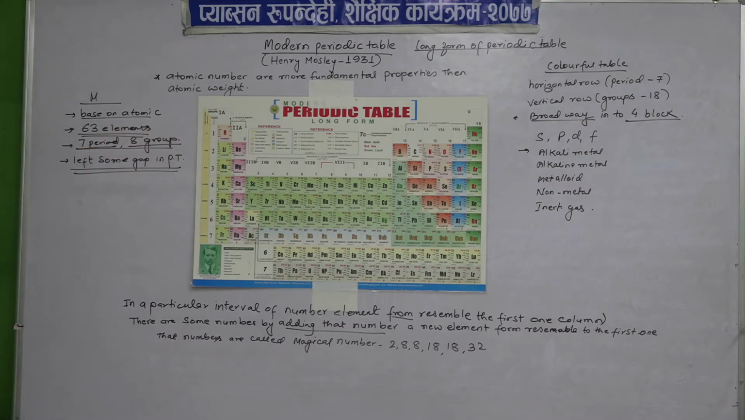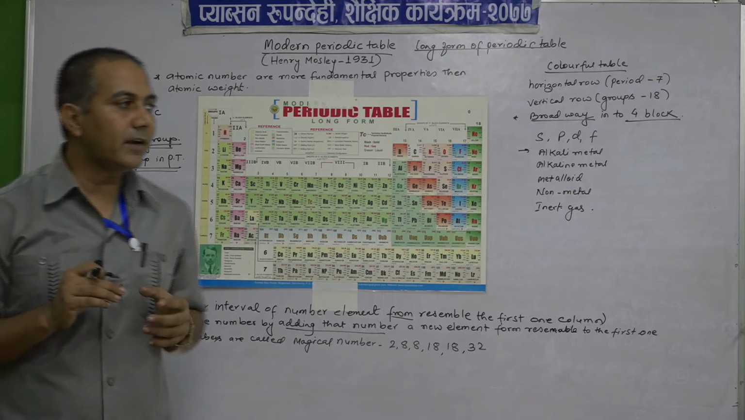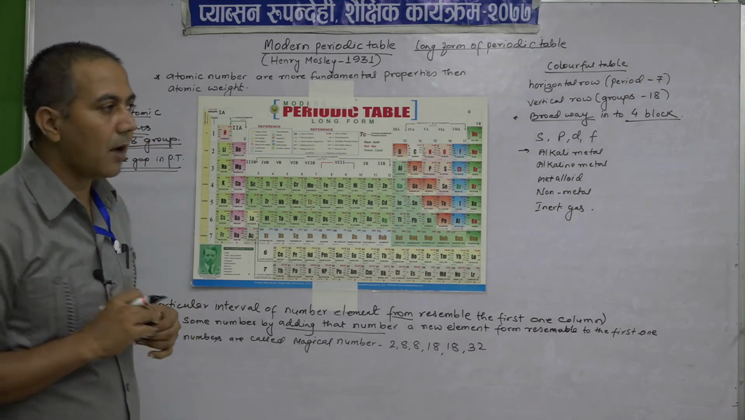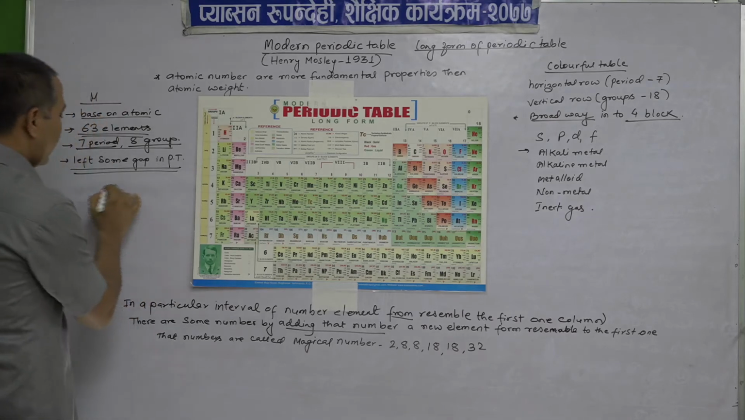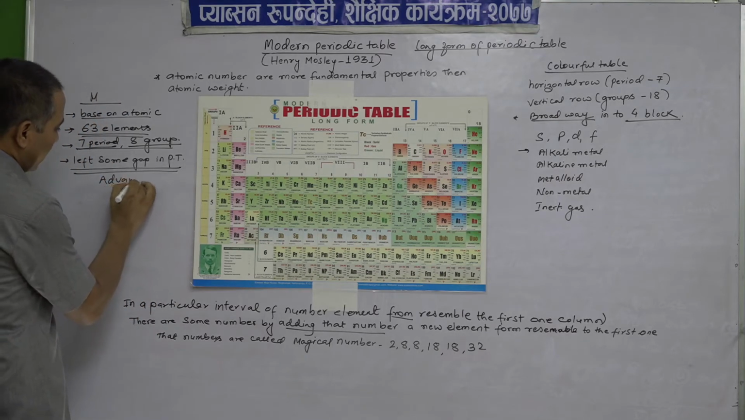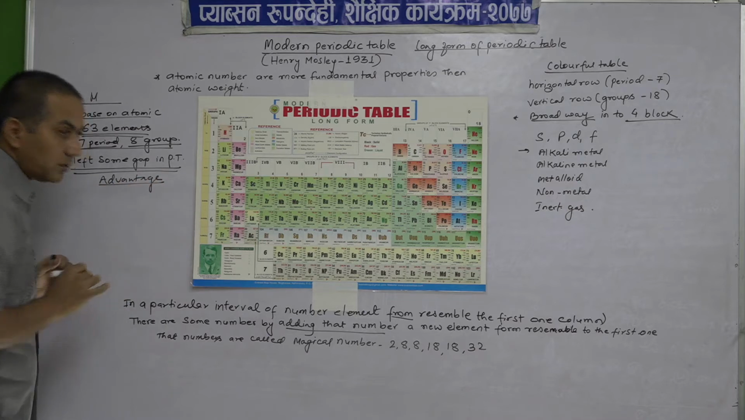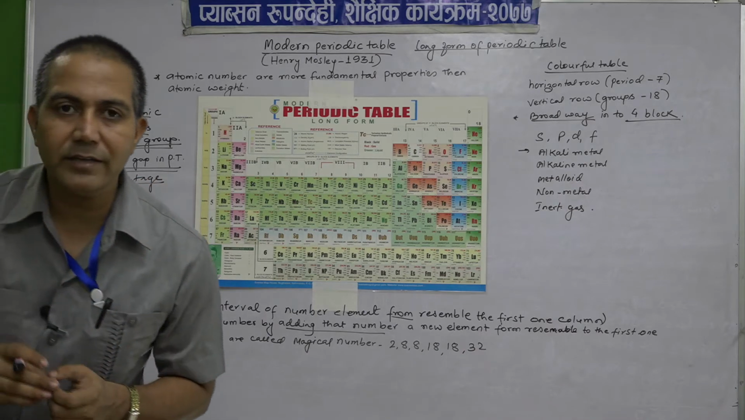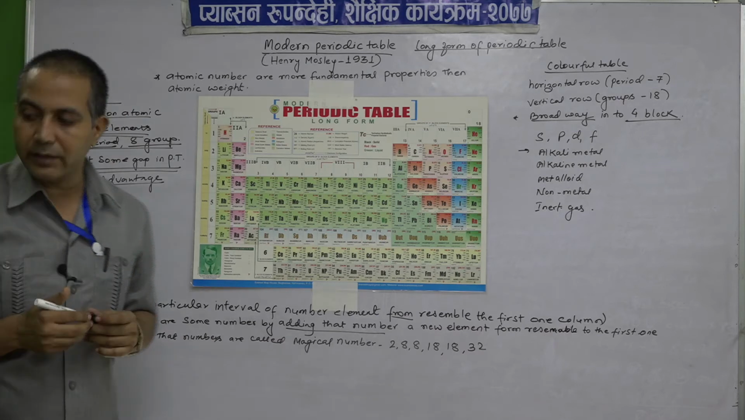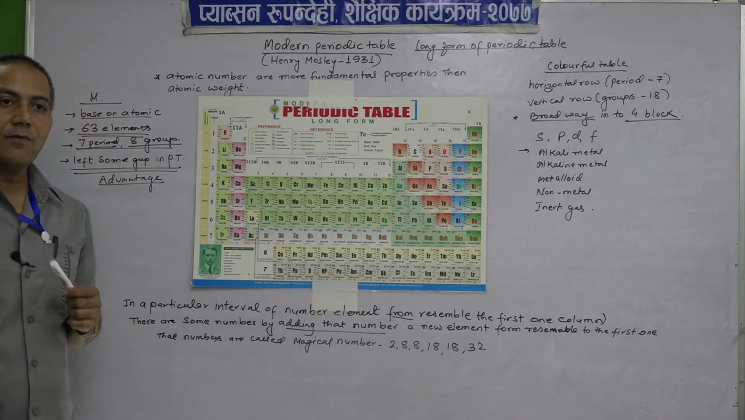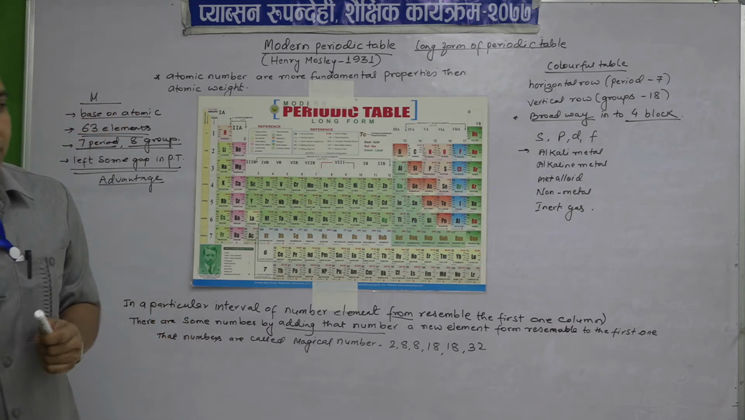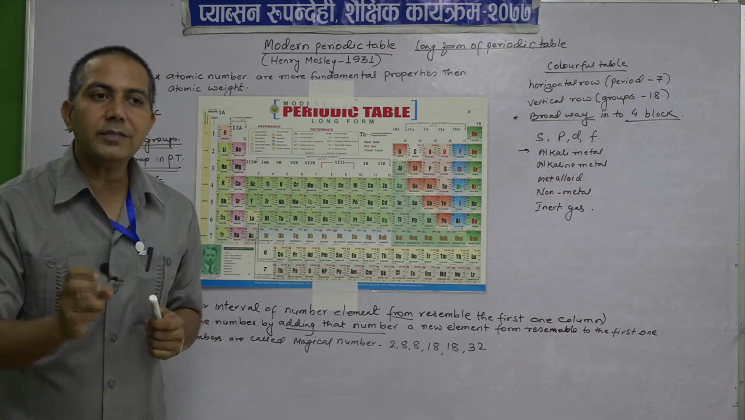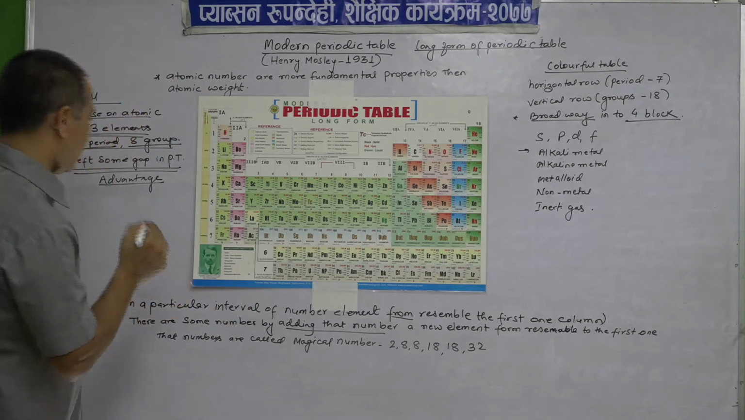Then after that, what have we studied? We have studied the advantages and disadvantages of the Mendeleev periodic table. Can you tell me the advantages of the Mendeleev periodic table? The first advantage is that this is the first periodic table for the scientific and systematic study of elements.